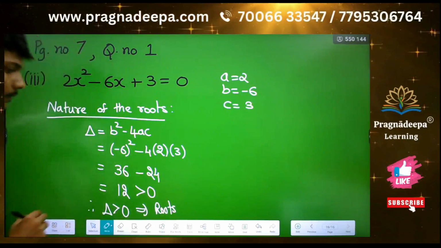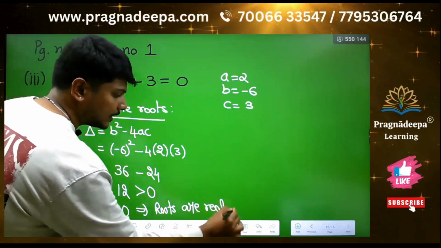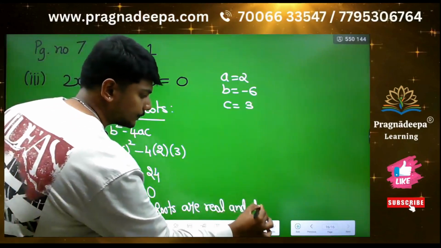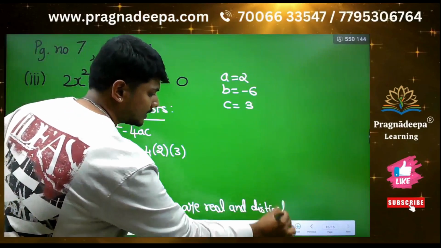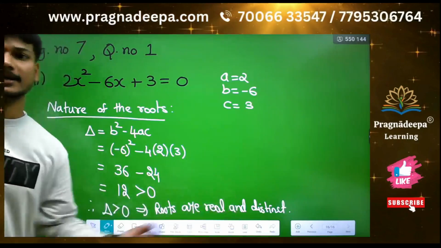Roots are real and distinct. So greater than 0 ಬರ್ತಾ ಇದೆ discriminant. If discriminant is greater than 0, the roots are real and distinct.